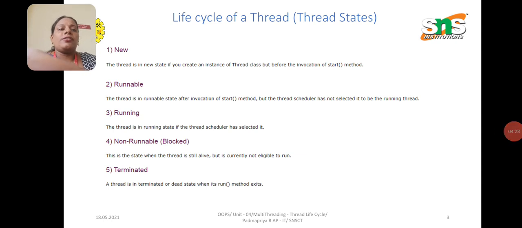In the life cycle, the first state is the new state. The thread is in the new state if you create an instance of the Thread class but before the invocation of the start method. Runnable. The thread is in runnable state after invocation of the start method, but the thread scheduler has not selected it to be the running thread. Running. The thread is in running state if the thread scheduler has selected it. Non-runnable. This is the state when the thread is still alive but is currently not eligible to run. Terminated. A thread is in terminated or dead state when its run method exits.